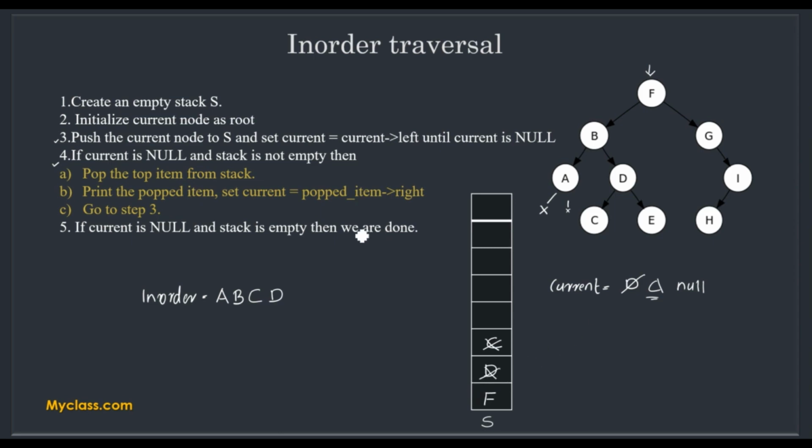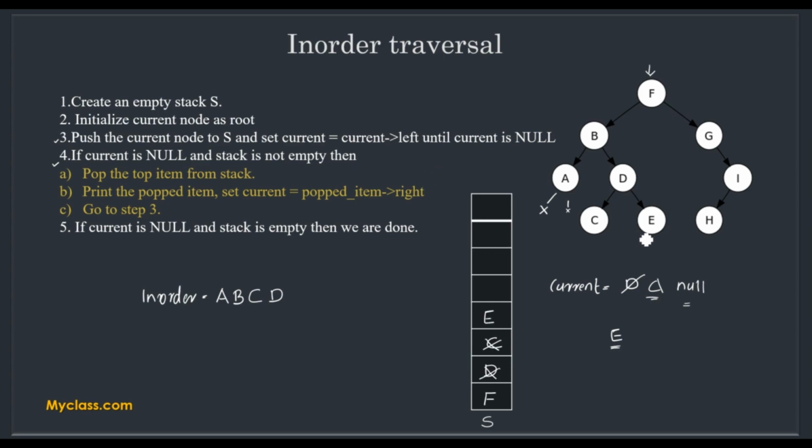Then we set current equal to popped item right. Popped item is D. Right of D equals E. Then go to step 3. Go to step 3 means push the current node to S. We push E here and set current equal to current left.